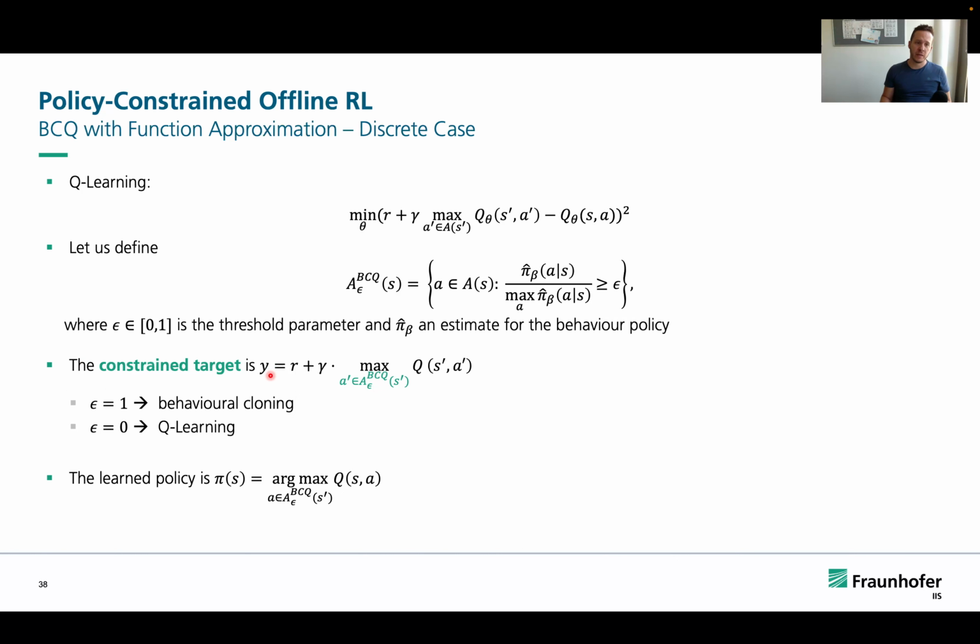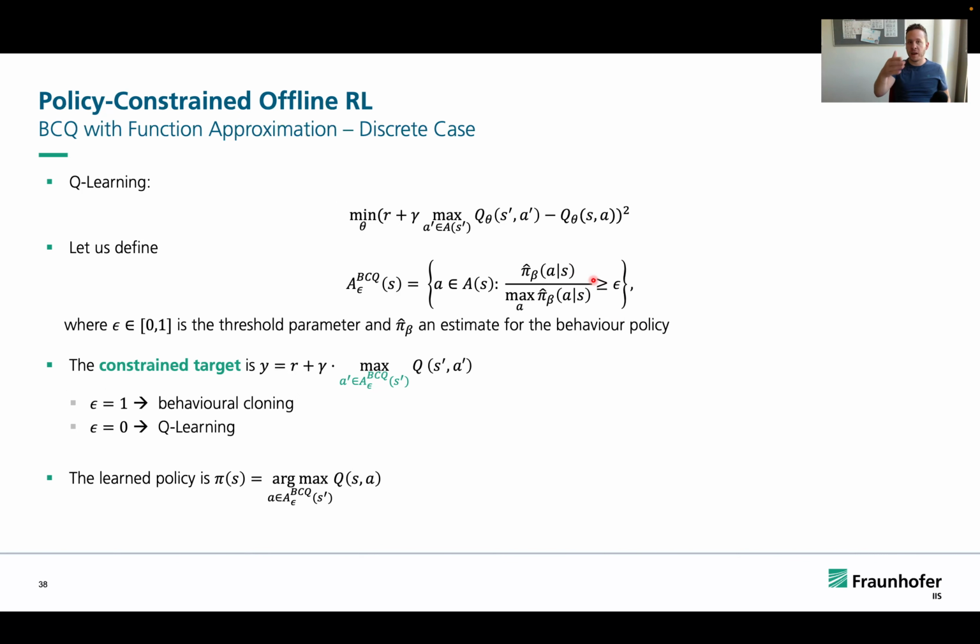And we can then define a constrained target, and the constrained target is not the alpha prime being part of all the states, but only along the restricted action set of our states. We only consider the actions where we have high enough probabilities of being selected with respect to the maximal probability of the actions from the action set. If we take an epsilon of 1, we only select the action that maximizes the action set in here, so that's maximal. This would be equivalent to behavior cloning.